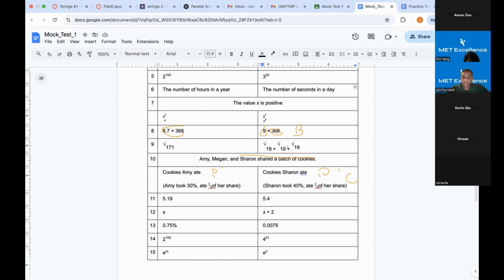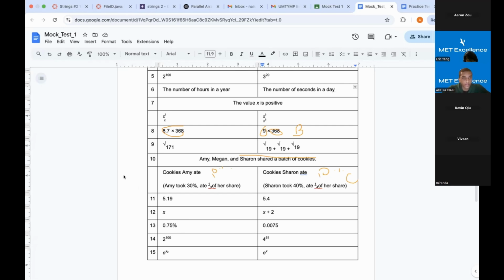For number 11, it's kind of straightforward. On one side, we have 5.19, and on the other side, we have 5.4. Since 4 is greater than 1 for the 10th decimal place, 5.4 is greater than 5.19. So the answer is B.